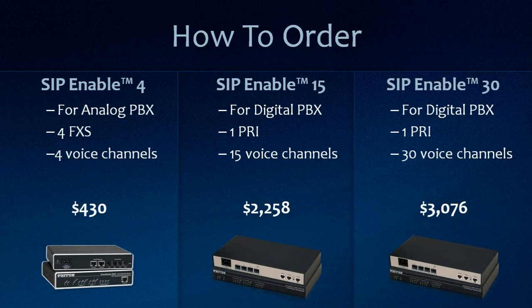The difference between the 3: SIP Enable 4 is going to be for an analog PBX. It's 4 FXS and 4 voice channels. And actually, the number in the SIP Enable SKU stands for how many channels. So SIP Enable 4, 4 channels, SIP Enable 15, 15 channels, and SIP Enable 30, 30 channels. SIP Enable 15 and 30 are for your digital PBX. They're going to be 1 PRI, and one option is going to be 15, and the other option is going to be 30 channels.